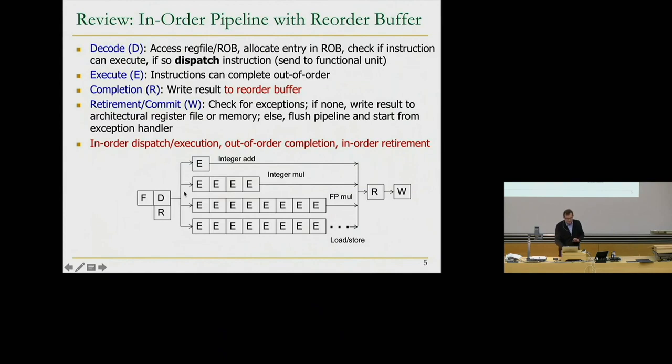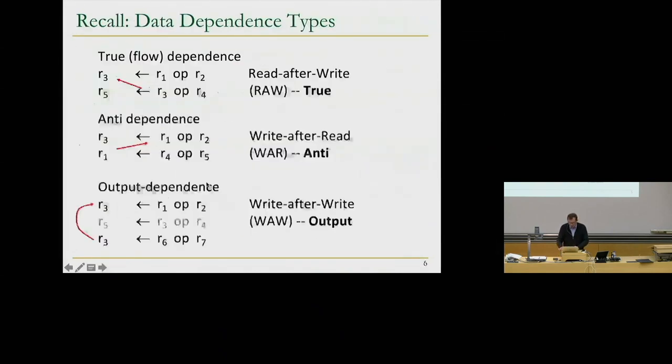So we already built this pipeline. I'm not going to go over this in detail. We just covered this actually. And always recall these data dependence types. We've now eliminated the anti and output dependencies. Now we're making the system look more like data flow actually, at least underneath.